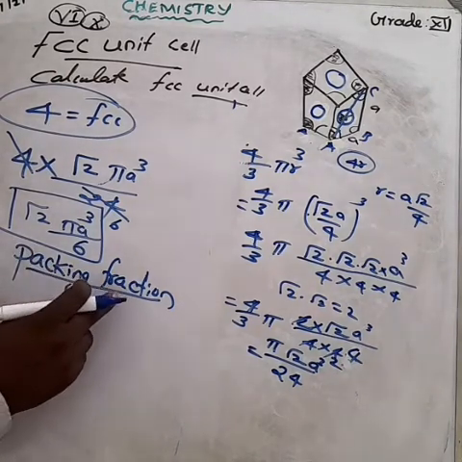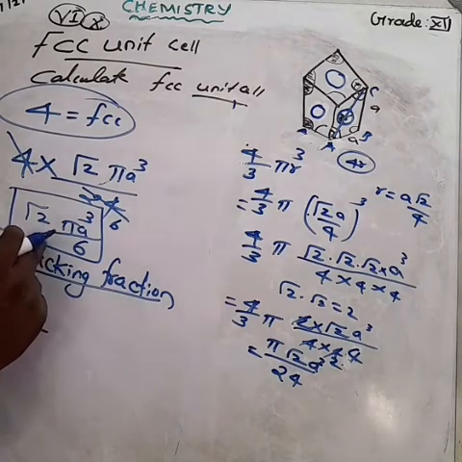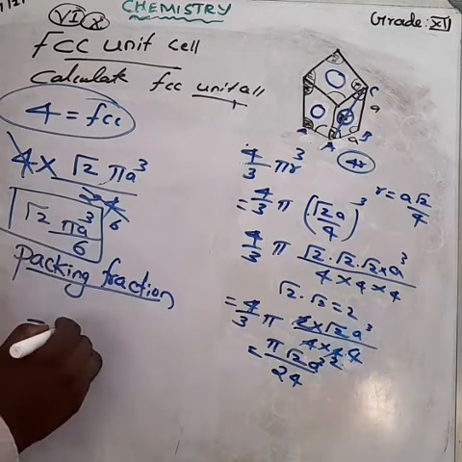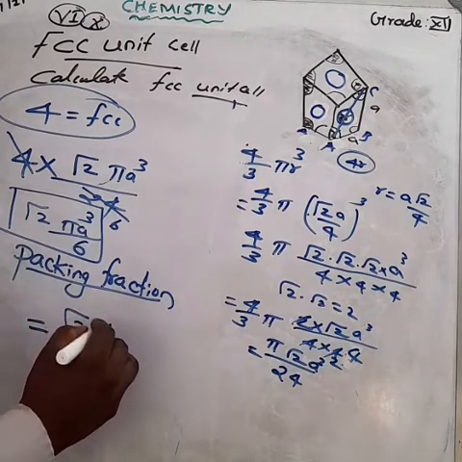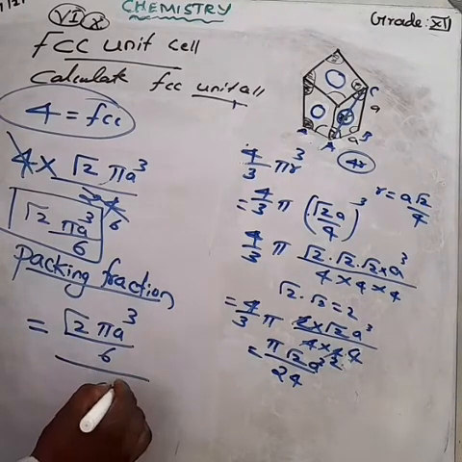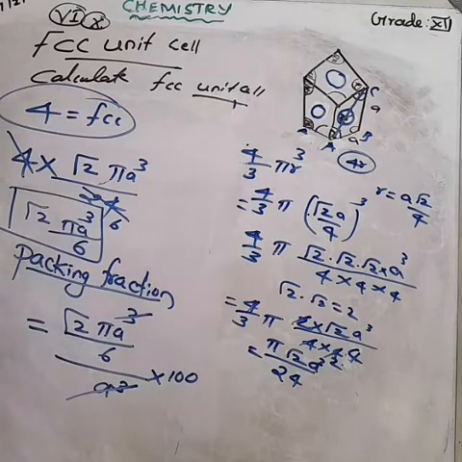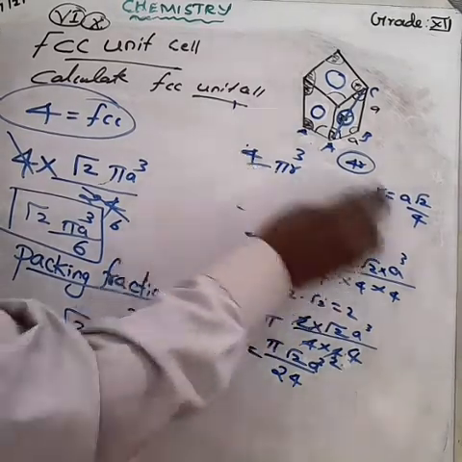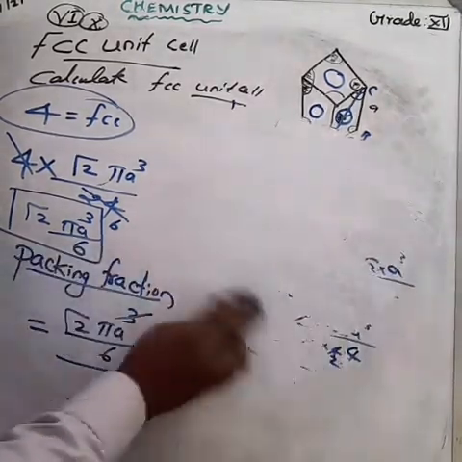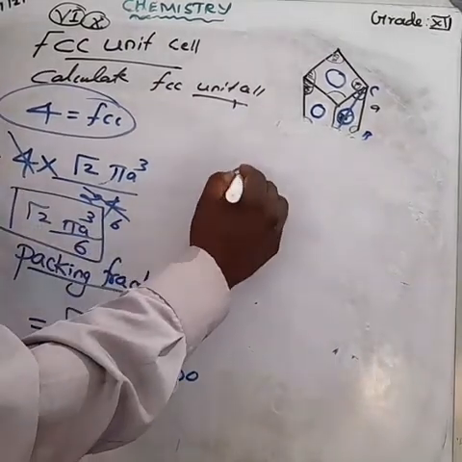Packing efficiency is equal to the volume of the spheres in the FCC unit cell. We get root 2 pi a cube divided by 6, divided by a cubed, into 100. The a cubed cancels, so what is the answer here? Our expected answer is root 2 pi divided by 6 into 100.